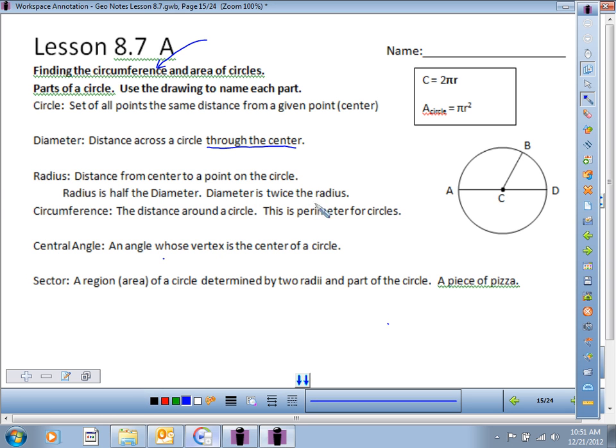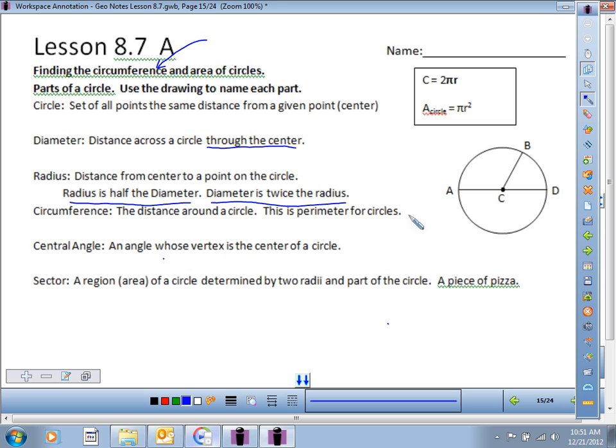Now the radius is simply the distance from the center to a point on the circle. The radius is half the diameter. The diameter is twice the radius. So again, if this is the radius, if that's 5, the whole diameter here would be 10, and vice versa. Right? The circumference is the distance around a circle.